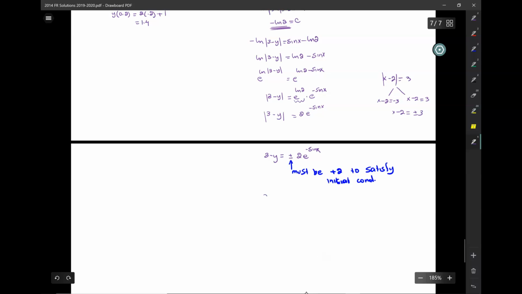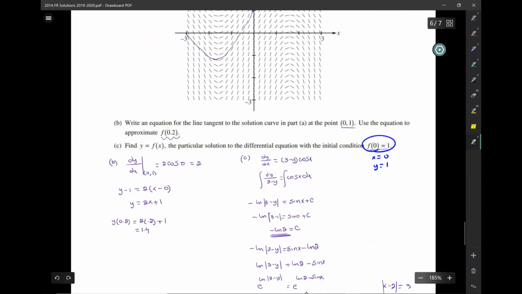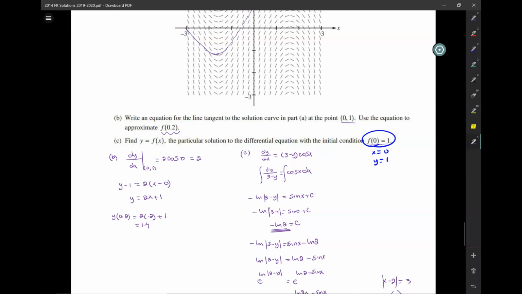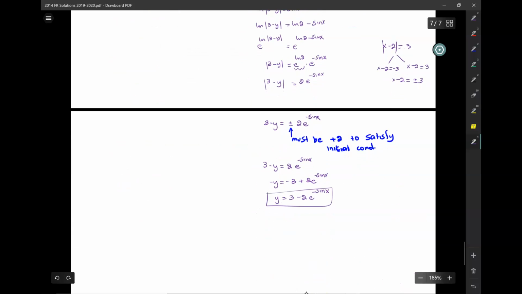So now 3 minus y is equal to 2 e to the negative sine x. Okay. Negative y is equal to negative 3 plus 2 e to the negative sine x. y is equal to 3 minus 2 e to the negative sine x. And that's it. Okay, that was a doozy. I think it's definitely worth watching that screencast one more time. Okay? All right, and that was it.